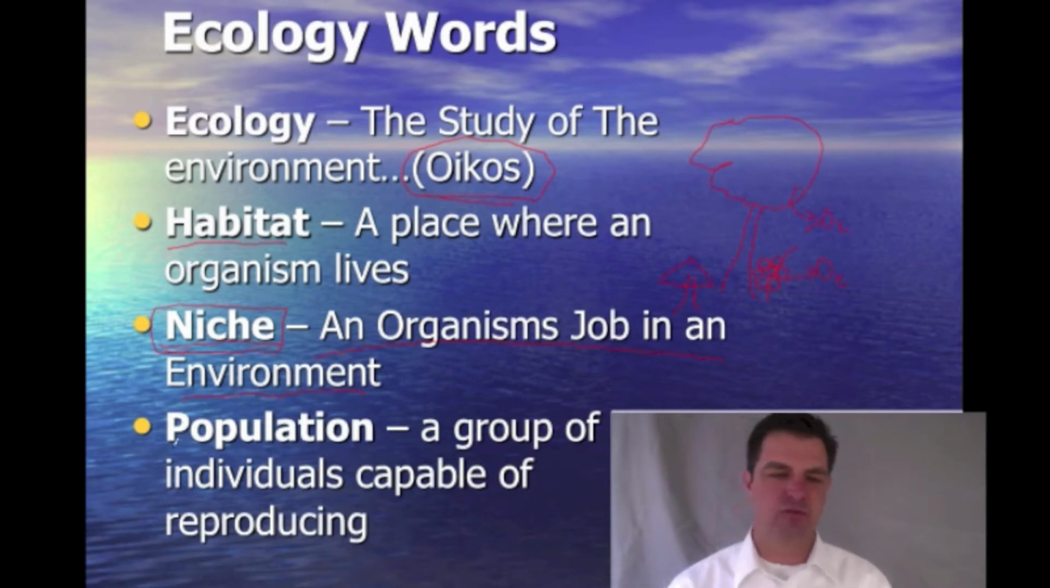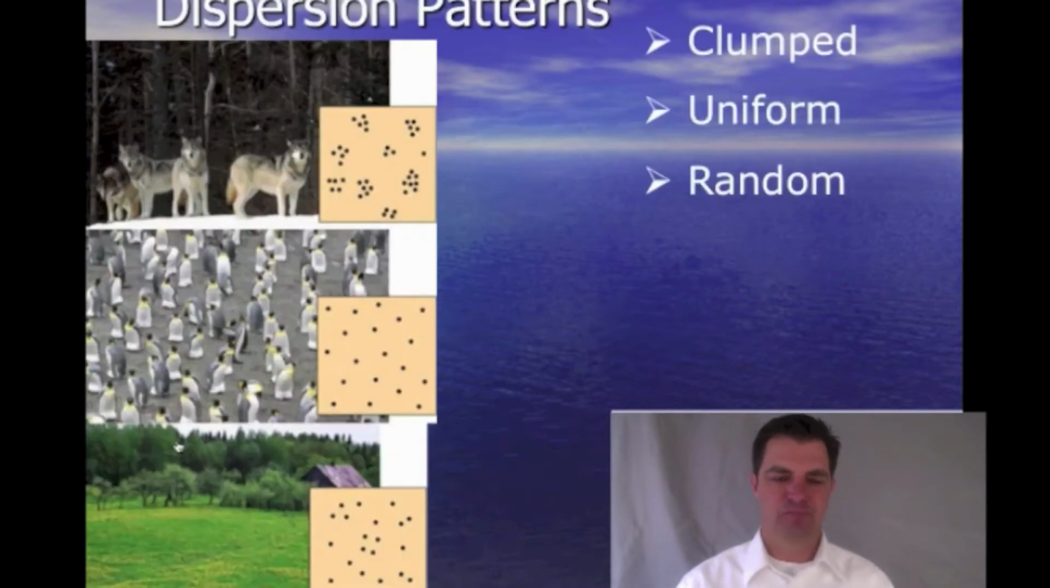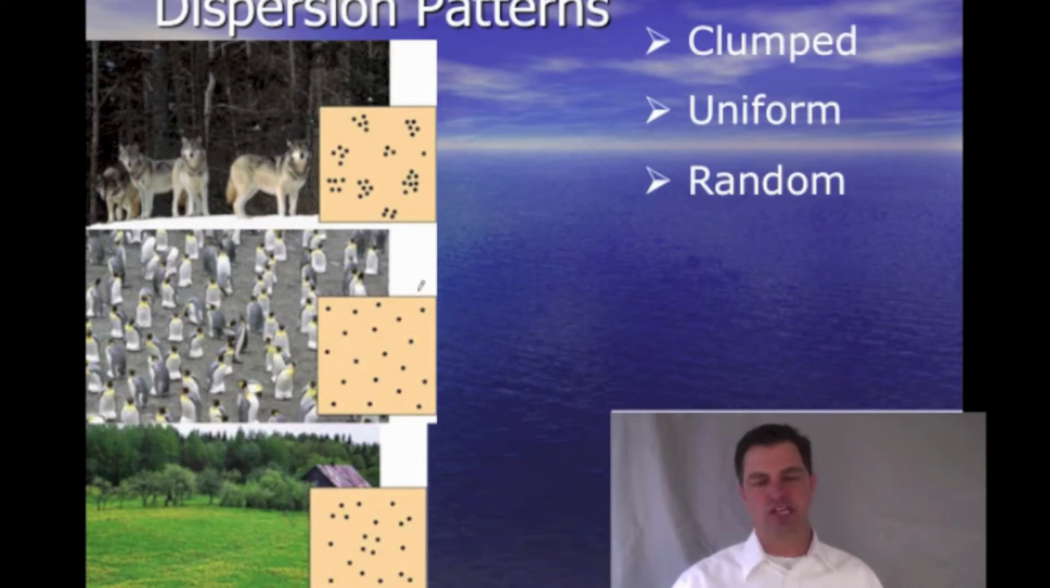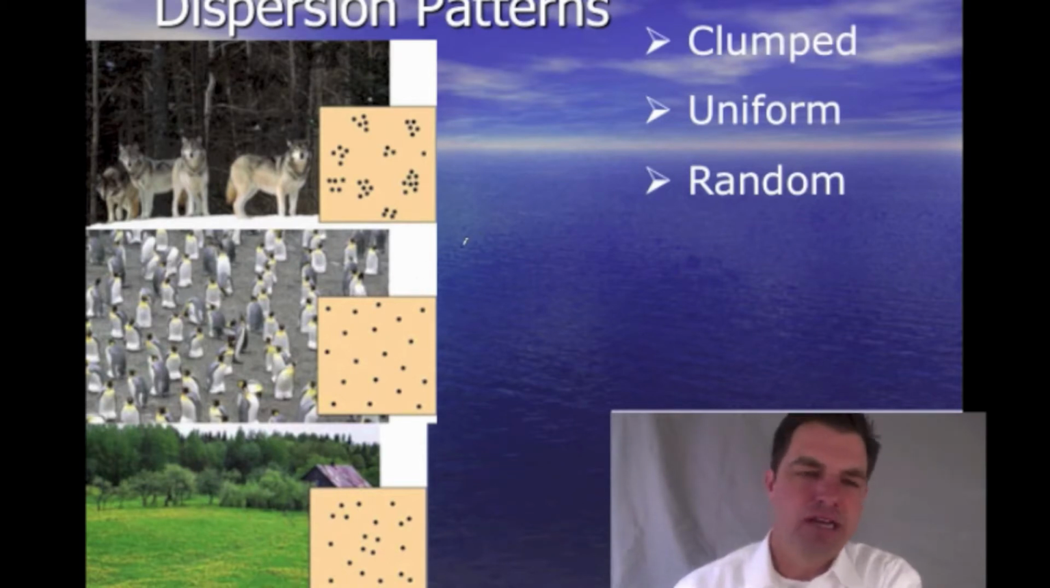And then the next thing that we introduced when we talked about evolution, so you've seen this before, is the idea of a population, a group of individuals capable of reproducing. That gets us into what we call population biology, looking at how one particular species might change over time. And one of the things that you can look at, when we start with population biology, sort of looking at one species by itself, is how they're dispersed.